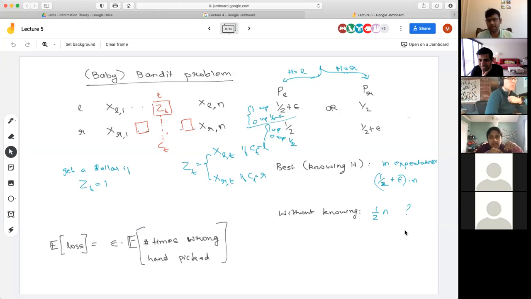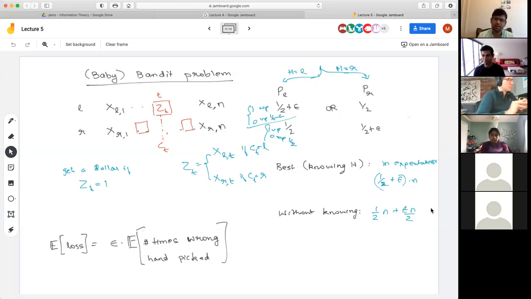Sorry, can you say that again? Well, epsilon n over 2 plus. Yeah. Just choosing. So you can do a little better. I mean, you can say that with probability half, I'll choose the left hand. With probability half, I'll choose the right hand. And so in expectation, I will make half plus epsilon over 2 times n.